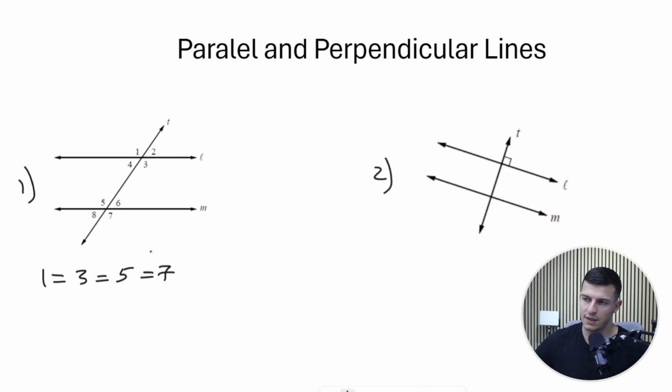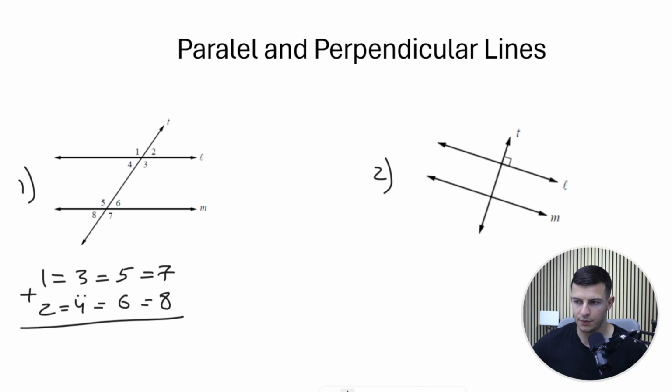Now, 1 and 3, they're adjacent angles. 3 and 5, they're equal based on the parallel lines rule. And 5 and 7 are also adjacent angles. So these 4 angles are equal to each other. Same goes for the even ones, 2, 4, 6, and 8. They're equal to each other as well. But with these lines together, they also create supplementary angles. Individually, they add up to 180.